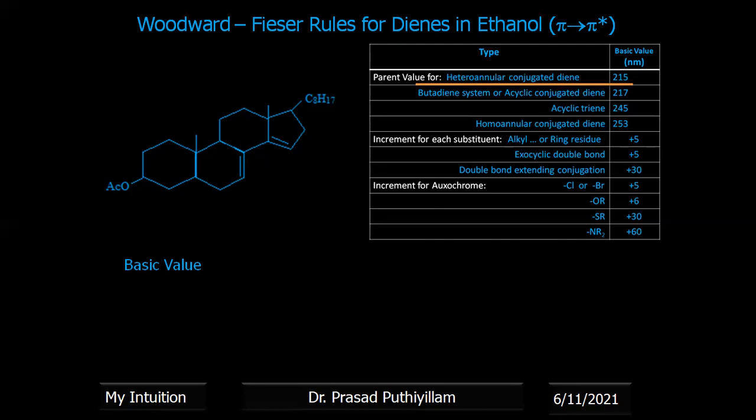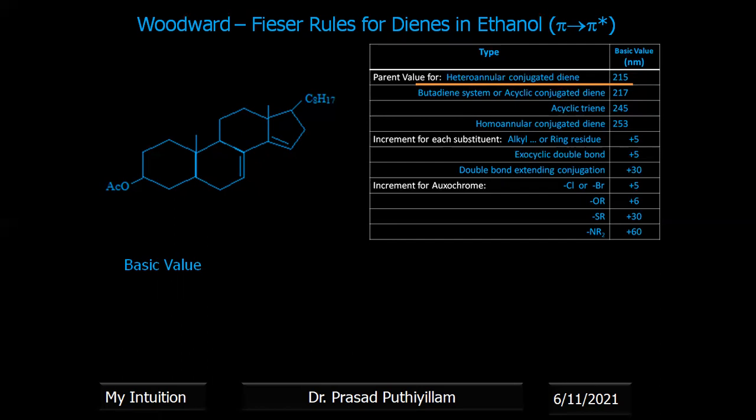Therefore, we don't want to get confused by any structure which is given in a competitive exam. Even complicated examples can be given. You just close your eyes first, then open and check whether a conjugated diene is present there or not. If it is in conjugation, only look into that. Remaining all you keep covered with your pencil or paper, and look only at that conjugated system. Check whether it is a heteroannular conjugated diene, butadiene system, acyclic conjugated diene system, acyclic triene system, or homoannular conjugated diene system.